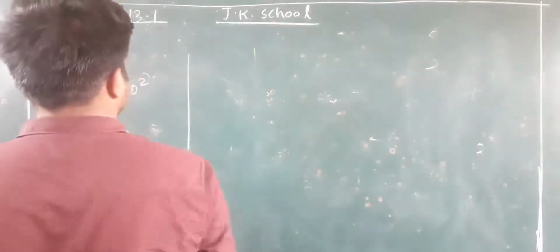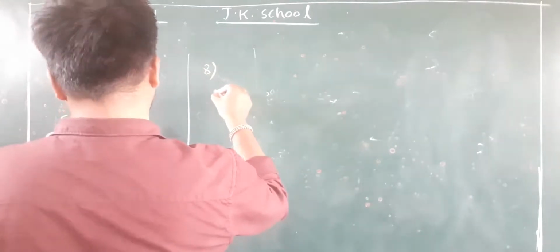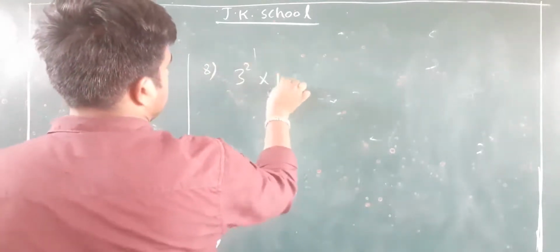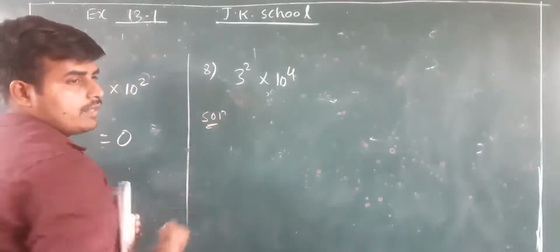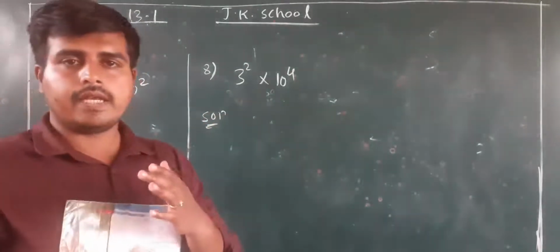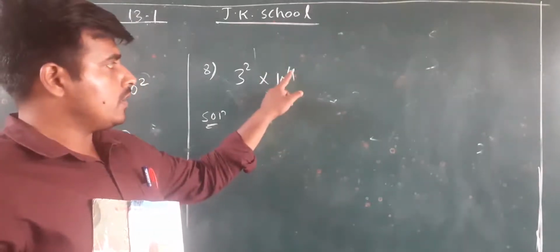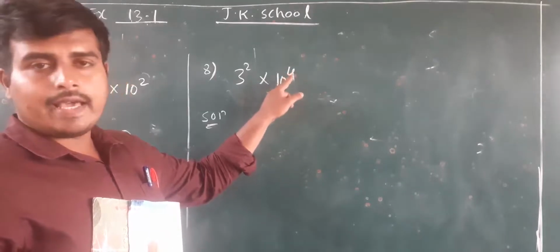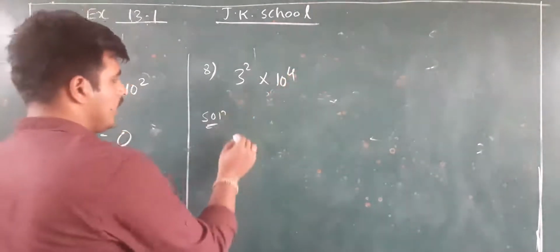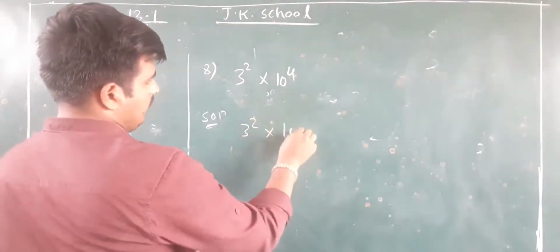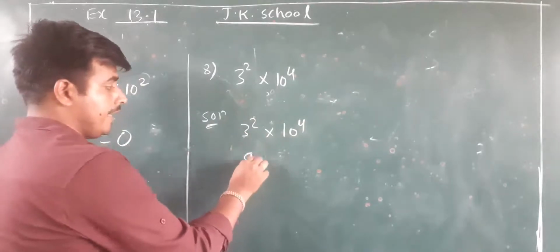Eighth one. 3 square into 10 raised to 4. Solution. Always remember, whenever you get a power over 10, you have to put as many zeros as the power is. For example, 3 square. You know, 3 square is how much? 3 into 3, which is 9.